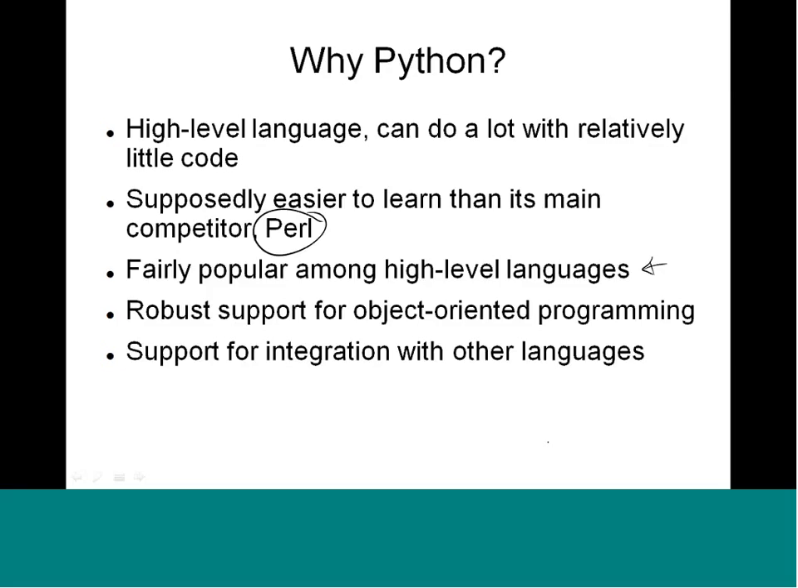And it has robust support for scripts. Also, it has robust support for object-oriented programming. So this is where we talk about classes and various things. We will talk about that in the coming lectures. And then it also supports integration with other programming languages. So basically, if you have Perl and things like that, different modules, you can easily call those modules from Python.